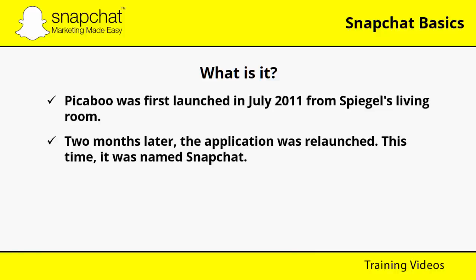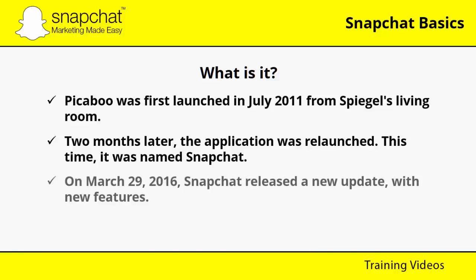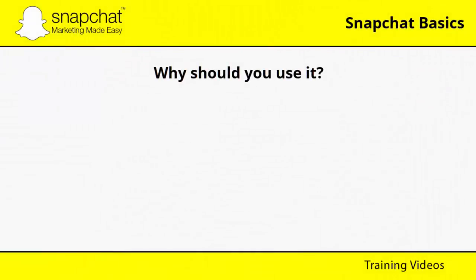It matured into a mix of private and public content and messaging, containing publications, brand networks, and live events. On March 29, 2016, Snapchat released a new update with new features. It added the auto-advancing stories feature, which feeds all videos sequentially, rather than in an on-demand setup, as in previous versions. Why should you use it?